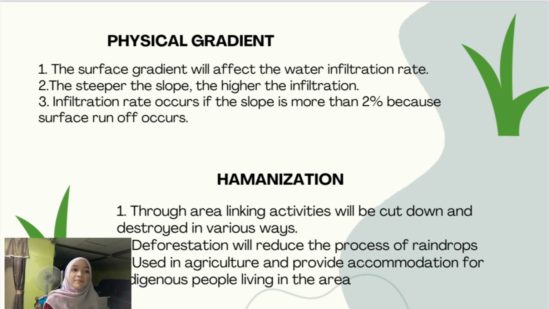And second is human activity. The area will be cleared and destroyed in various ways. Deforestation will reduce the protection against raindrops, and is used in agriculture and to provide accommodation for people living in the area.